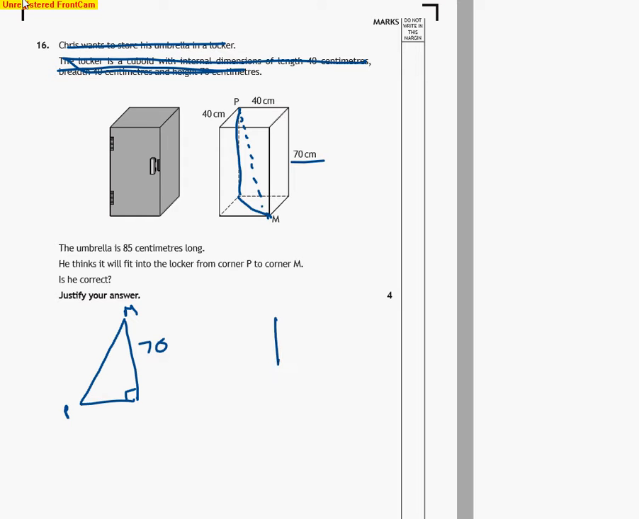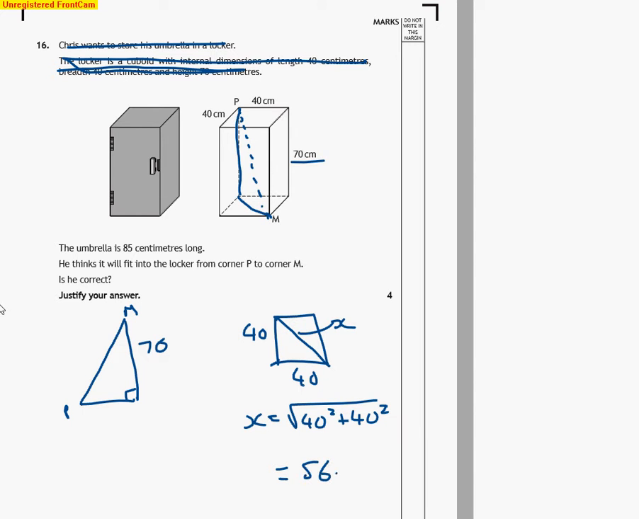If we look at the base of the locker, it's 40, 40, and we're going along like this. Let's call that x. X is going to be equal to the square root of 40 squared plus 40 squared, because we're just doing Pythagoras. So what does that give us? On the calculator, that's going to give us 56.6 centimeters. So the base is 56.6 centimeters.